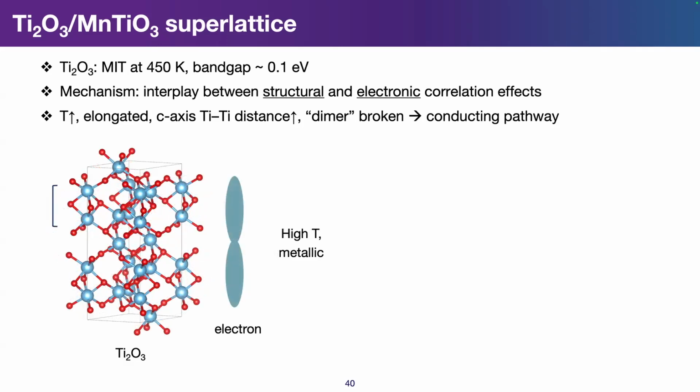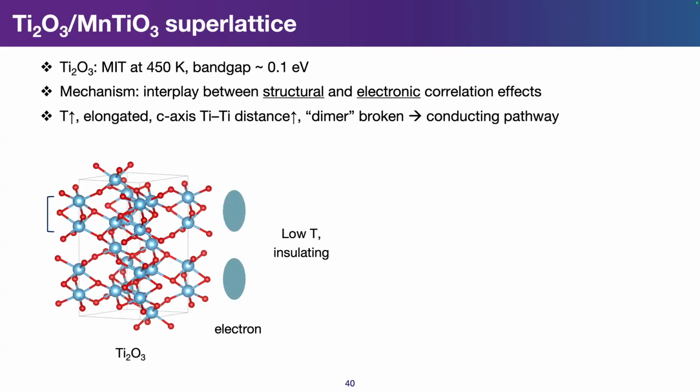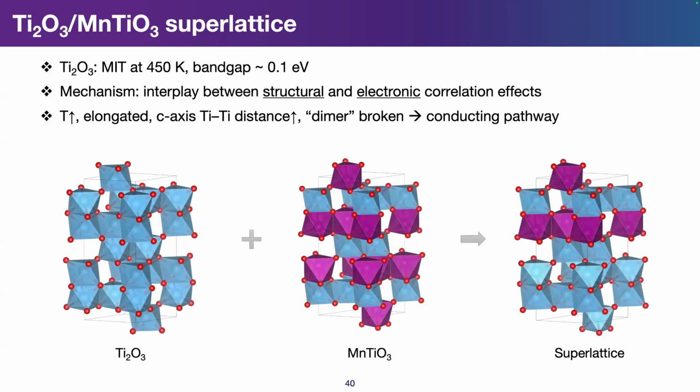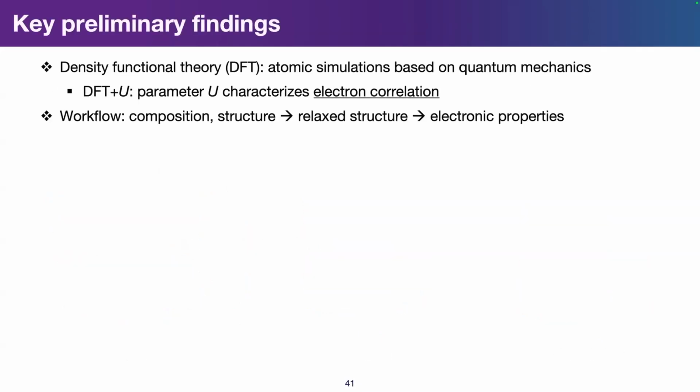So this so-called dimer is broken. The electrons are no longer confined between two titanium atoms, but open a conducting pathway. So this drives the transition from insulator to metal. And now we are pairing it with manganese titanate to form a superlattice. So we use computational methods to study this superlattice.